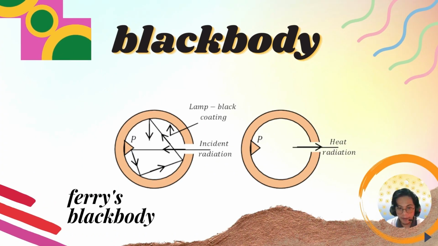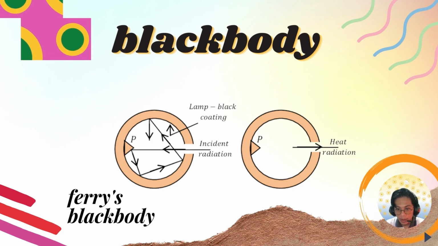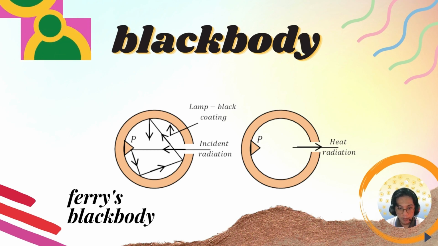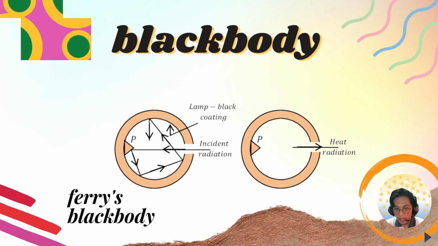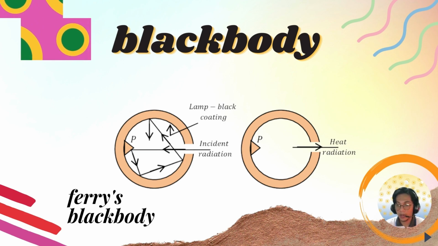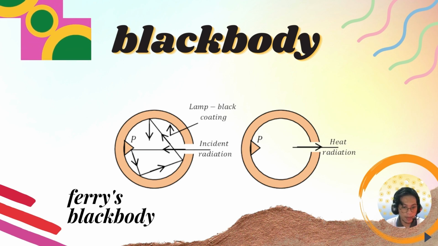The nearest example of an ideal blackbody is the Ferry blackbody. It is a double-walled evacuated spherical cavity whose inner wall is blackened. The space between the walls is evacuated to prevent the loss of heat by conduction and radiation. There is a fine hole in it. The entire radiations incident upon this hole are absorbed by this blackbody. It is the hole that is to be regarded as a blackbody and not the total enclosure.